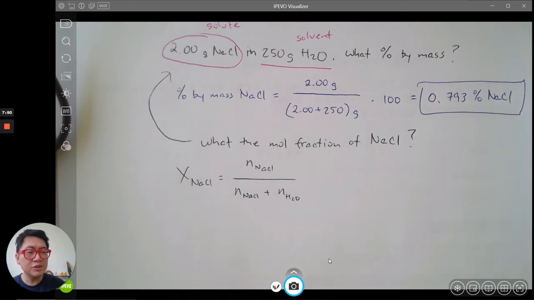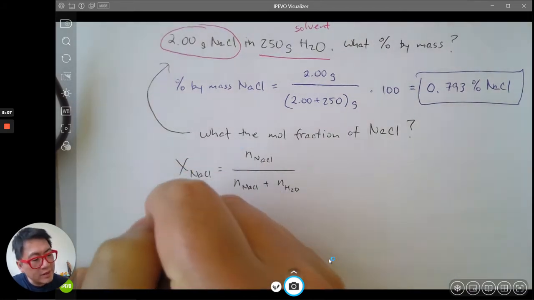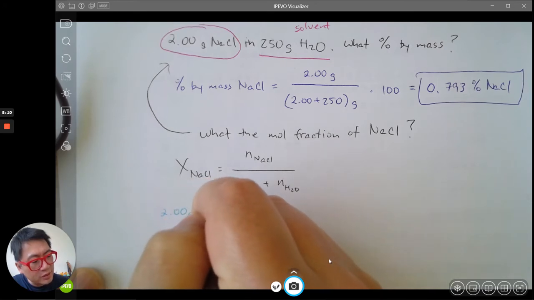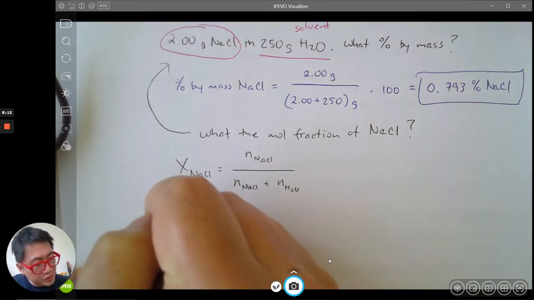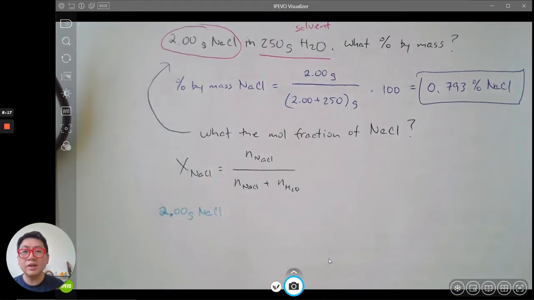Well, to do this, we need to convert these grams into moles. It's been a little while since converting grams to moles, but converting grams to moles, I have to somehow convert my 2 grams of sodium chloride into moles. I put 2.00 because of sig figs, but let's not worry about sig figs right now. But 2 grams of salt.